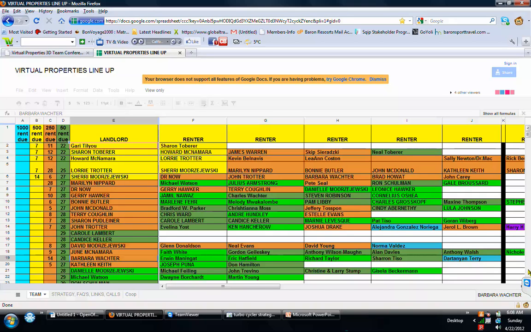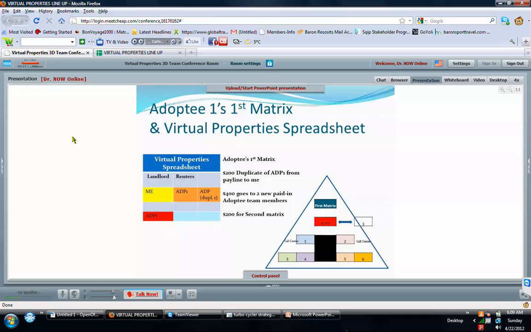So that's what a spreadsheet looks like. There's always column E where you're going to see yourself, and there's column F, G, H, I, J, and so on for the 2 floors that will show you which are your renters. So let's go back to the presentation and show you what we've done.